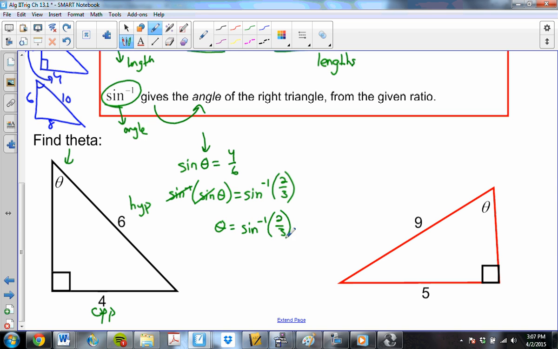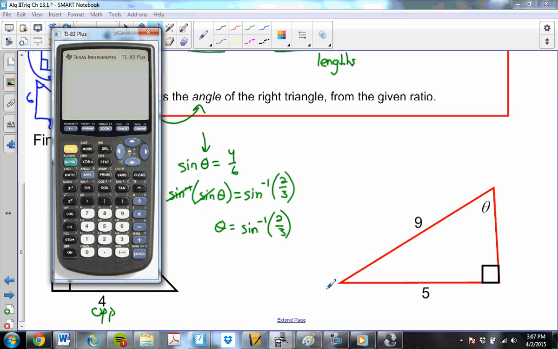Back in the old days you'd pull this up on a chart or work with a slide rule or something, I'm not even really sure. But here I just press second sine on my calculator. Second sine pulls up sine inverse, so we have the sine inverse of 2/3, and that tells me the angle measure.